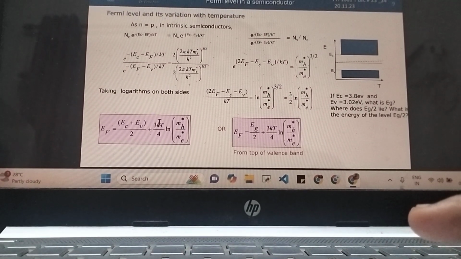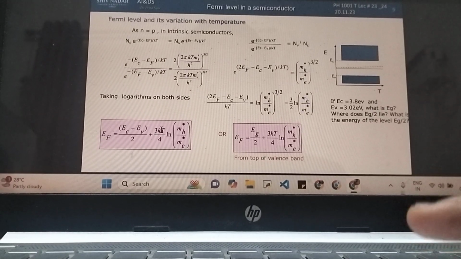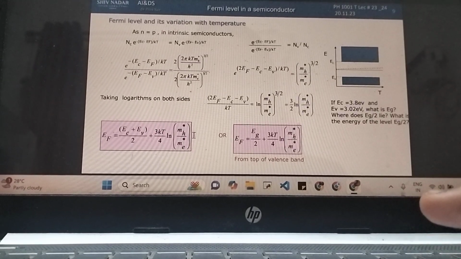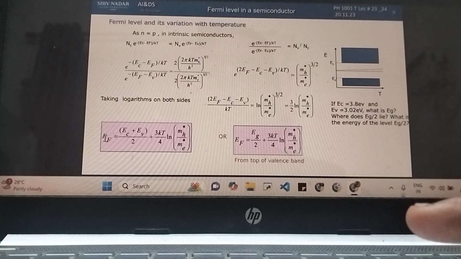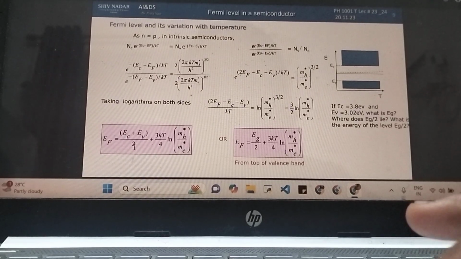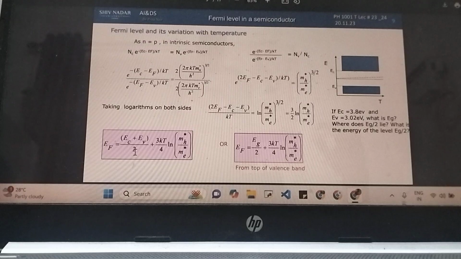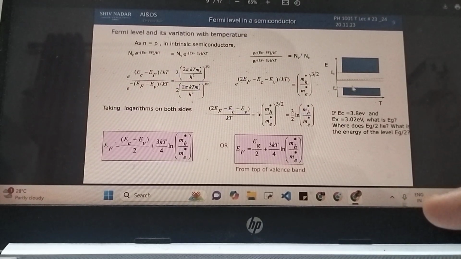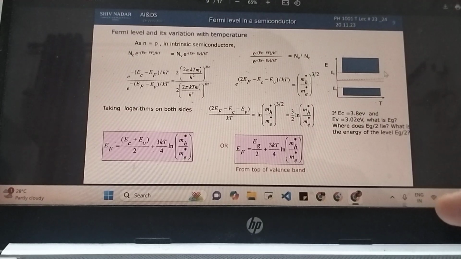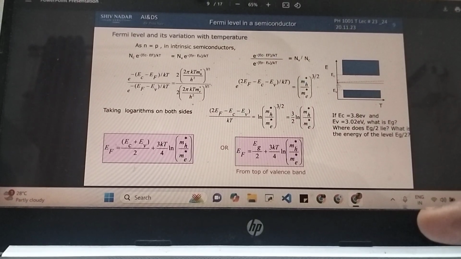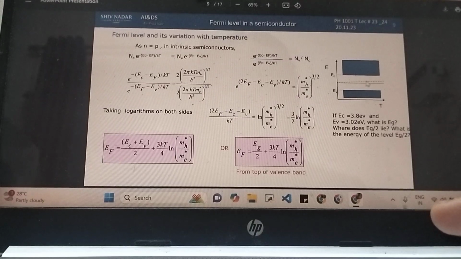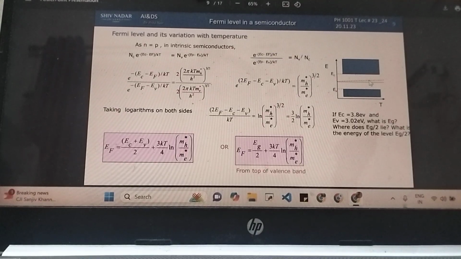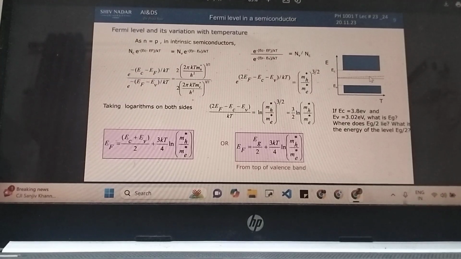expression is, at 0 degree Kelvin, T is equal to 0. So this entire part becomes 0. And then EF is equal to (EC plus EV) by 2. So what does this tell us? At 0 Kelvin, my Fermi level is going to be exactly the mid level between my conduction band and valence band. So if my valence band ends here and my conduction band begins here, at 0 degree Kelvin, their midpoint would be my Fermi level at 0 Kelvin. So that is an important insight we need to draw.